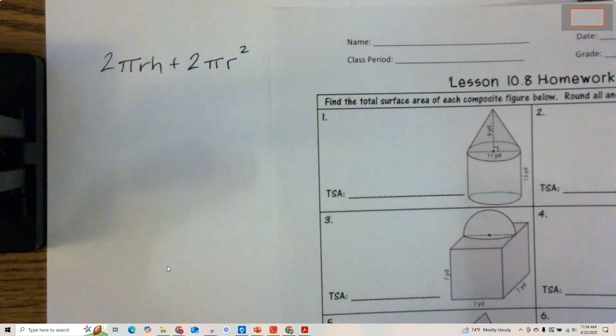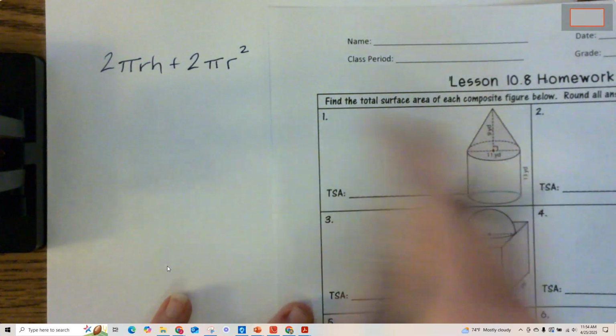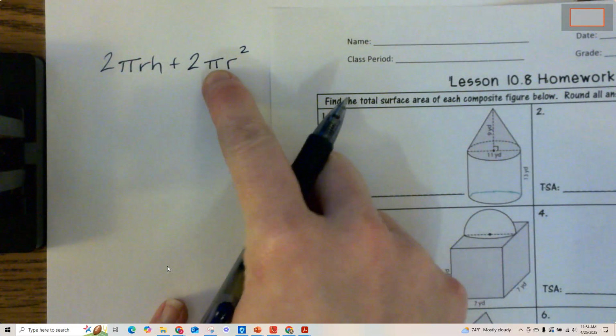What piece do I need to leave out? Look at just the cylinder. What part do I not calculate on the cylinder? Is it a base or is it a face? It's a base. A circle is a base. So that's this part here.